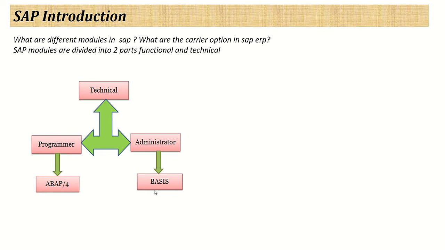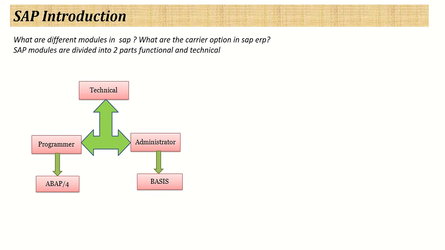Whereas the Basis team is responsible for all the administrative work, like installation of the software, taking backups, controlling authorizations, taking care of upgrades and so on. All this comes under the administrator part. So in these two ways, the SAP modules are divided.